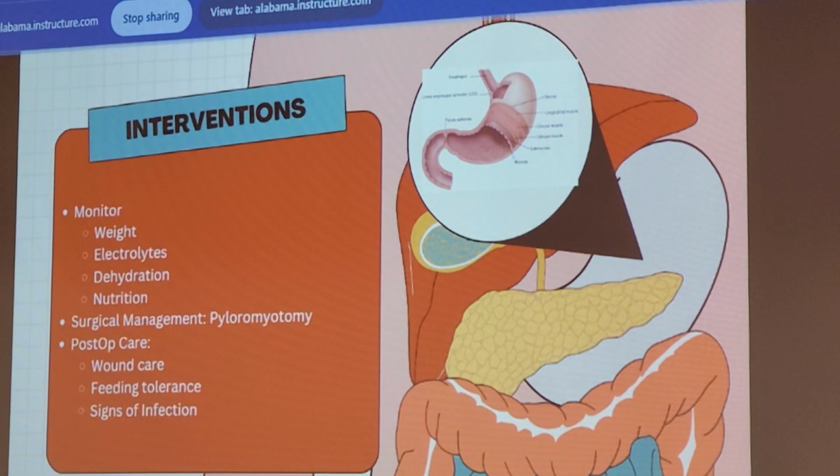All right, so what are we going to do? We're going to do surgical management. That's what we're going to do. Pyloromyotomy. The oral pronunciation, close enough.